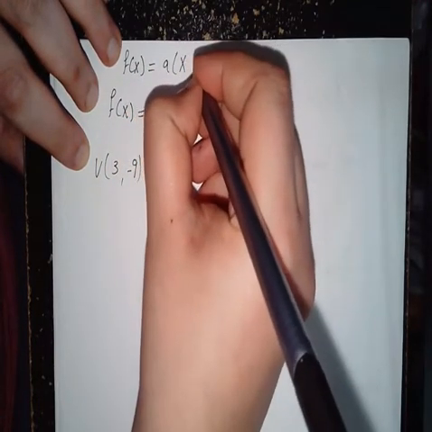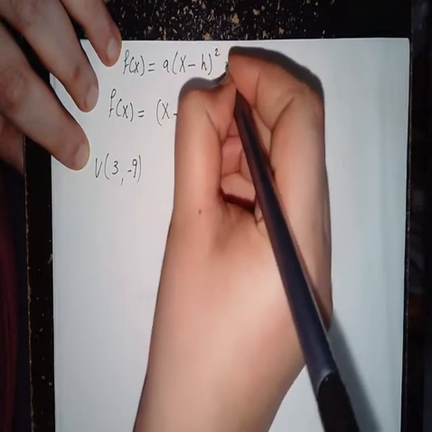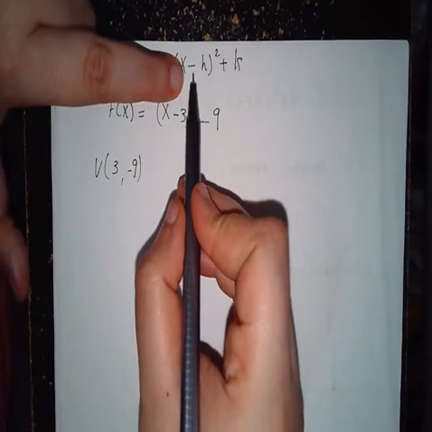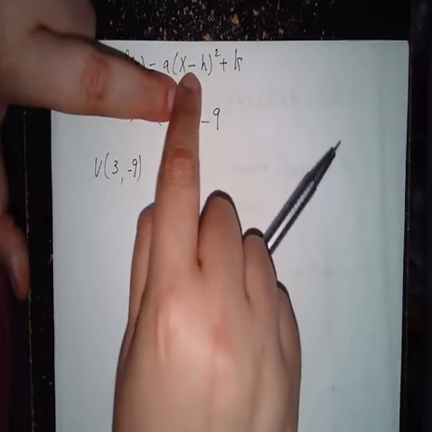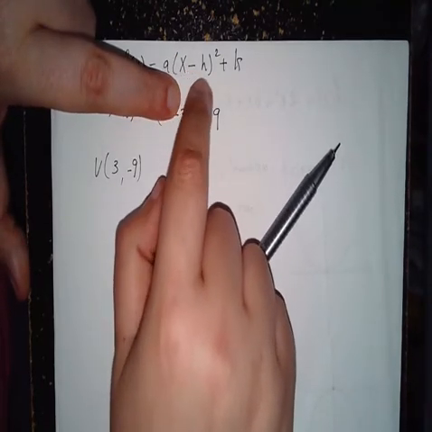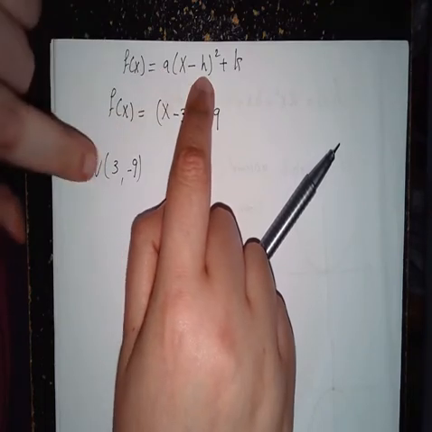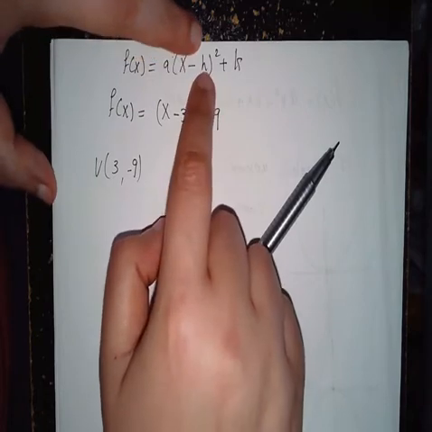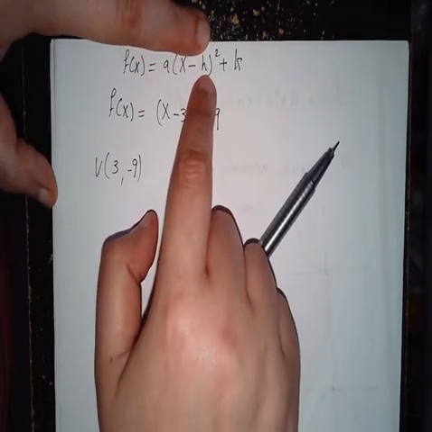A times x minus h squared plus k. So in the original formula, I'm telling you that the sign inside the pair of parentheses is actually negative. Yes? So x minus, this remains the same. That means that the h is actually positive.